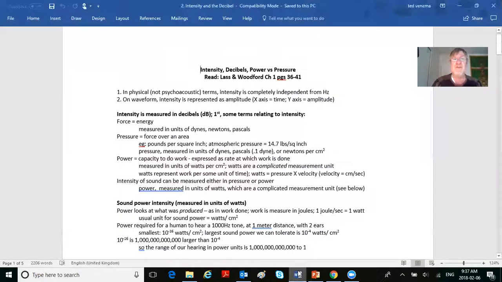So first, let's get some terms. Force, energy, measured in units of dynes, newtons, pascals, whatever, but circle dynes, because that's the one we're going to look at. Okay? And then you look at the next word here, and it says pressure. Now, for pressure, I'm going to stop sharing here, and let's do this together.